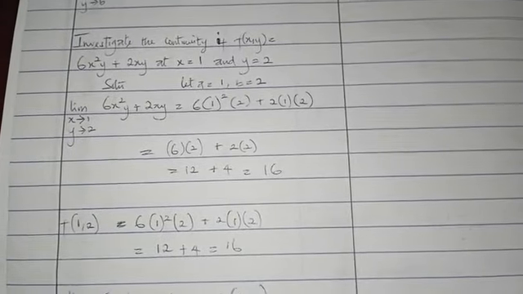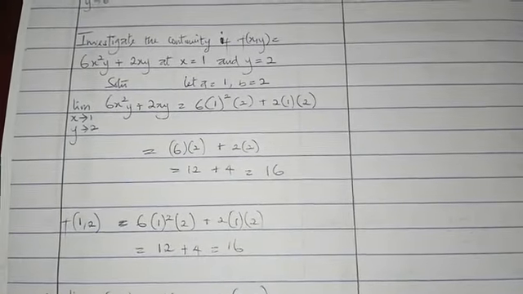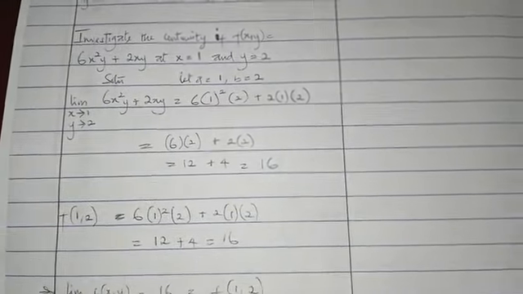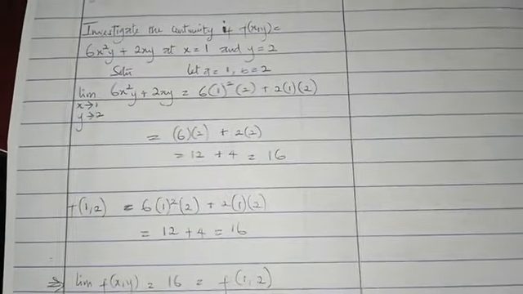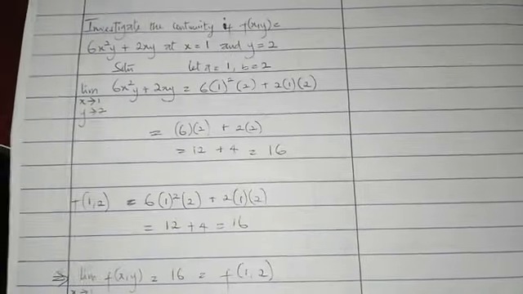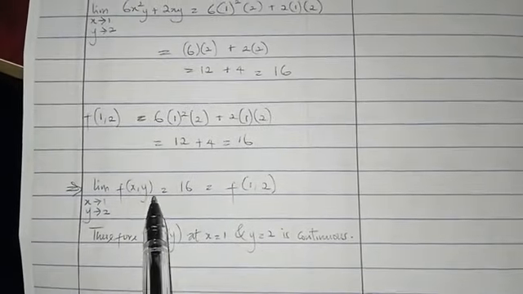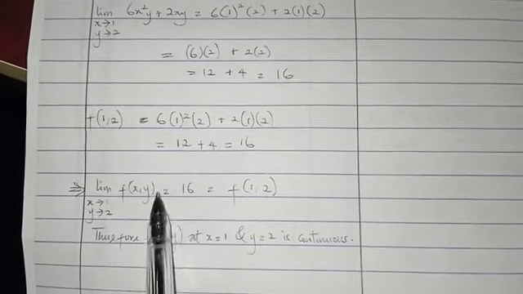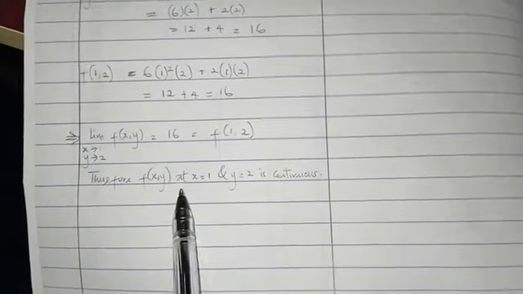Solution: let a be equal to 1 and b be equal to 2. So x is equal to a and y is equal to b. Now solving for the limit is very simple. You just put in the values and you get 16. Then you check f(1, 2), you also get 16. So it implies that the limit of f(x, y) as x tends to 1 and y tends to 2 is equal to 16, which is also equal to f(1, 2). Therefore, f(x, y) at x equals 1 and y equals 2 is continuous.